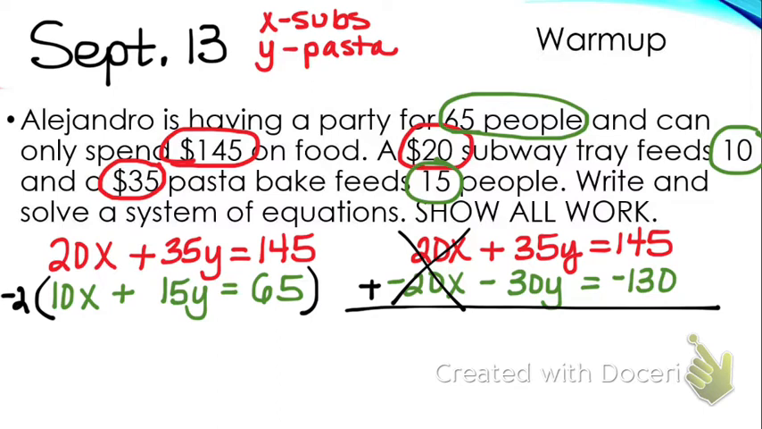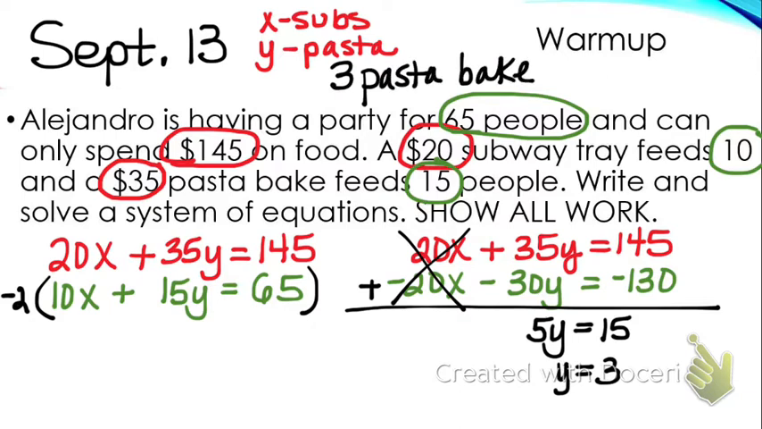What did you get for y? All right, so we got 35 minus 30 is 5. 145 minus 130 is 15. Divide both sides by 5, you get y equals 3. So that means that they need to order 3 pasta bakes. So they need to go buy 3 pasta bakes.